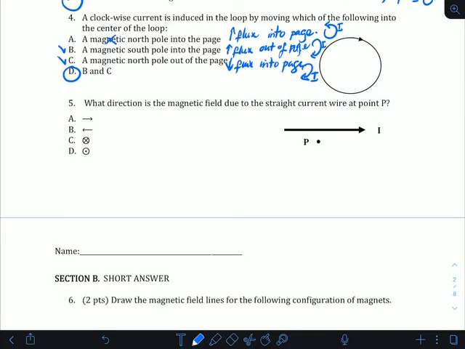Question 5. What direction is the magnetic field due to a straight wire at point P? So this is right-hand rule number 1. I point my thumb in the direction of the current, and then I hold the wire, curl my fingers around, and I see that my fingers are going to point into the page at the point where P is. So the answer is C.